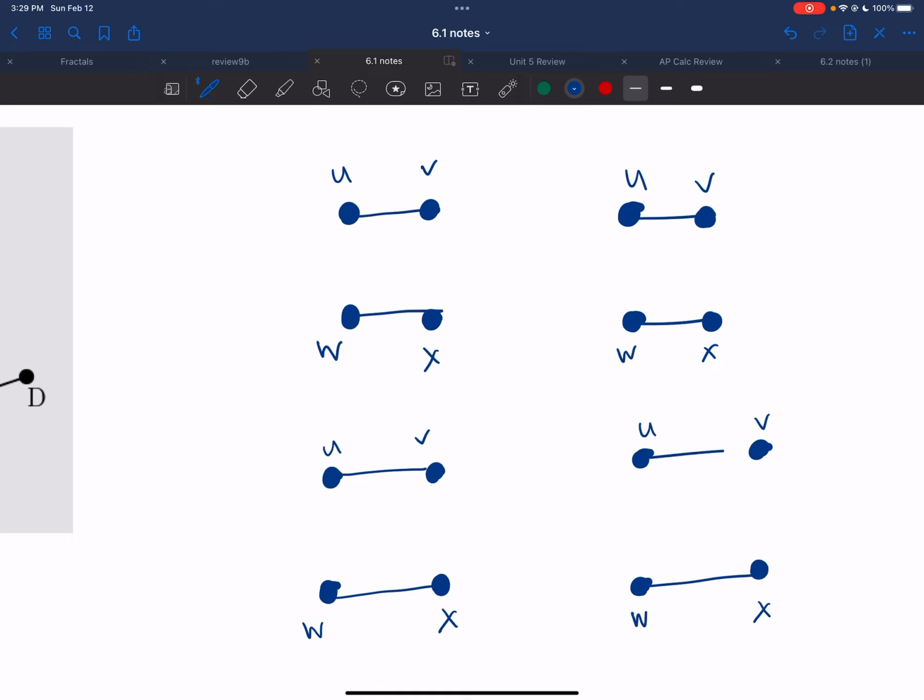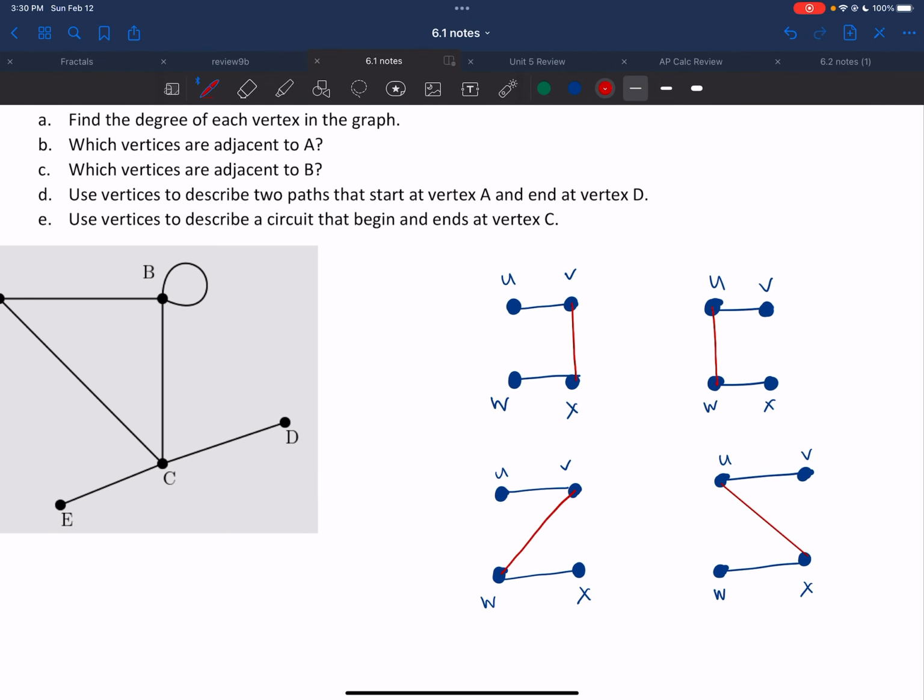Okay, so one I could do would be have the line down there. Another one would be to have an edge there. Another one would be to have an edge there. And another one would be to have an edge here. And I think that's all the combinations that we can have. So that would be number 1.